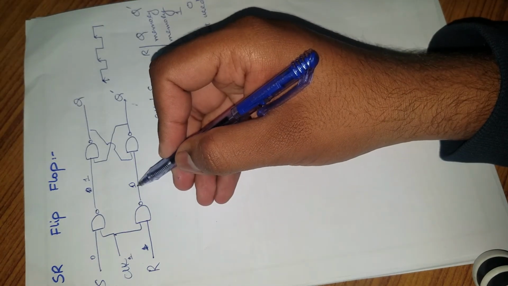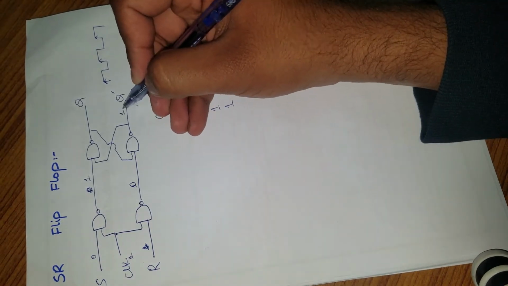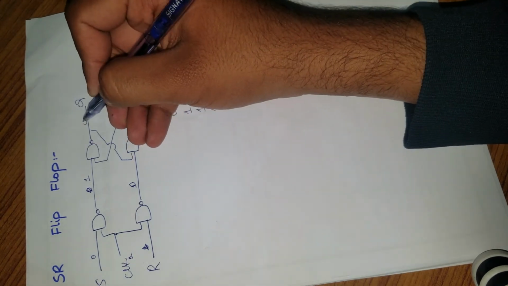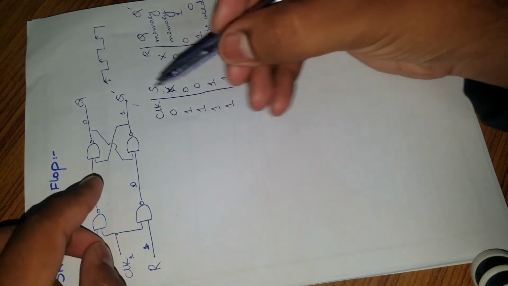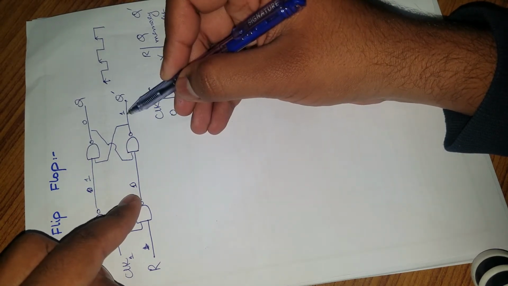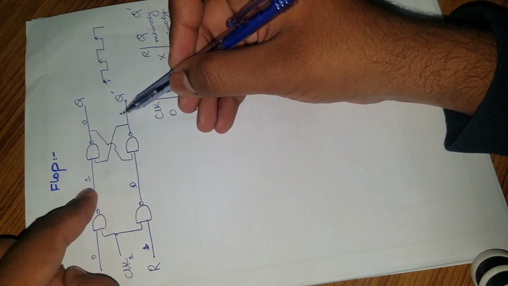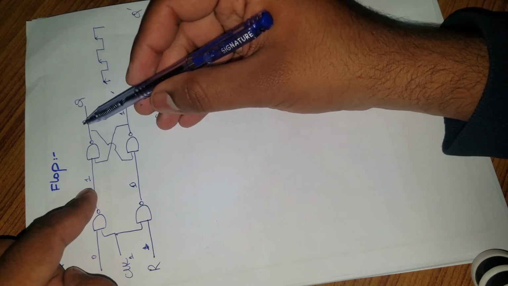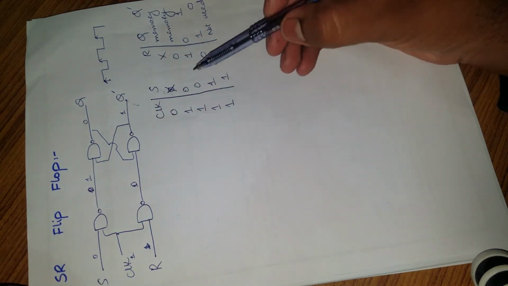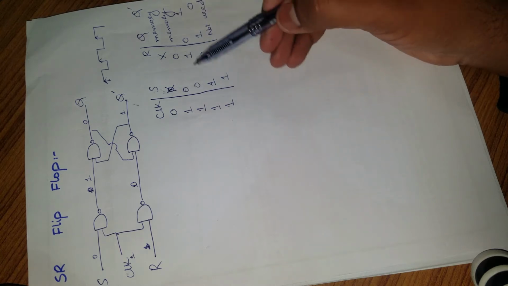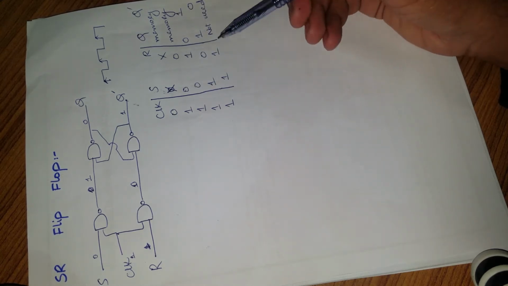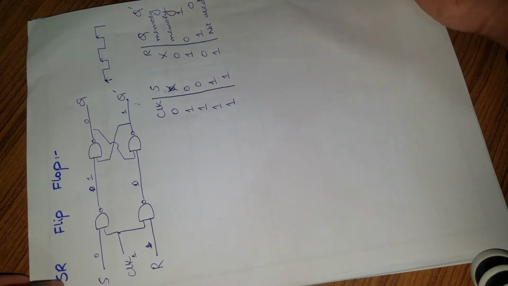As we have 0, we know that at Q bar we have 1 output, and because Q bar has 1 and 1, the output is 0, because in a NAND gate if 1 0 comes we have 1 output, and when both are 1 we have 0 on output. So from this you can prove this truth table: when we have 0 0 we have memory, 0 1 gives 0, 1 0 gives 1, and 1 1 is not used.